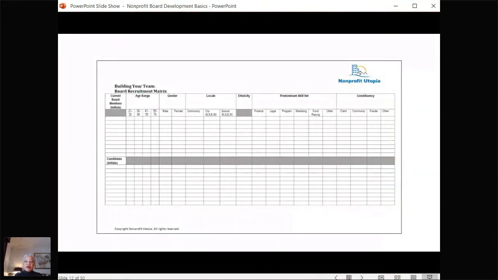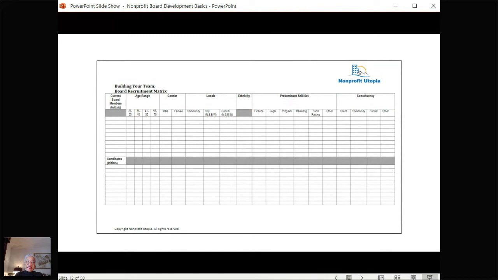Alrighty, so here you'll see, if you're in the chat room, you have a link to our handouts, and this is one of our handouts. This is a tool that I find to be very, very helpful. I use it as well as I share it with my clients. And this helps to recruit board members. It helps to really get a good sense for what the current makeup of the board is and see it all in one snapshot.